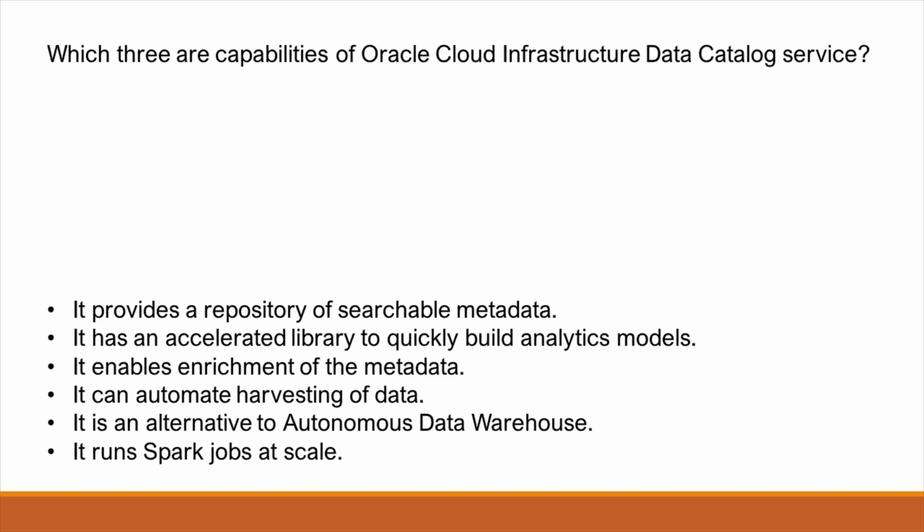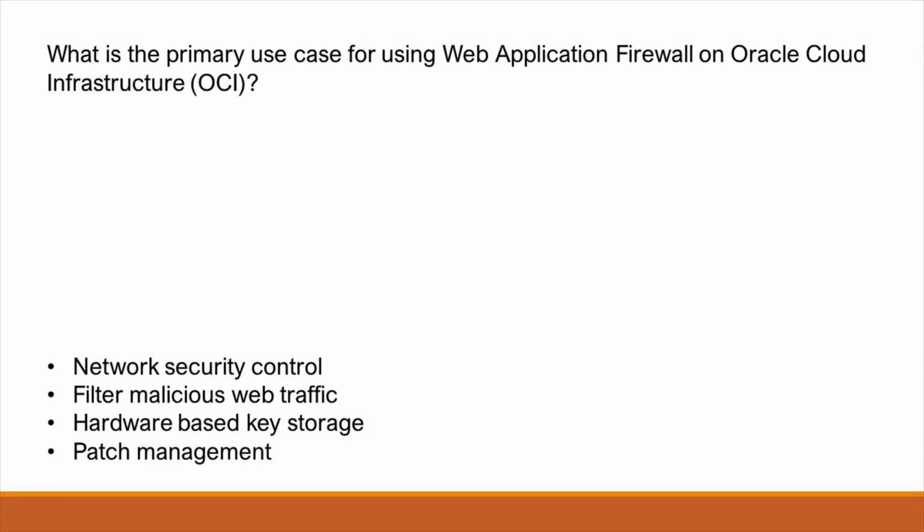Correct answers for this question are option 1, it provides a repository of searchable metadata, option 3, it enables enrichment of the metadata, and option 4, it can automate harvesting of data, because OCI Data Catalog Service works around metadata. Let's talk about this question.